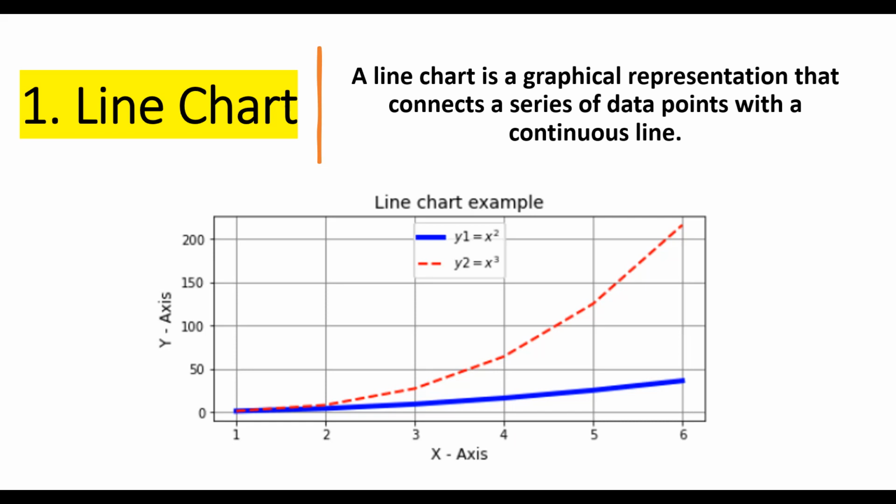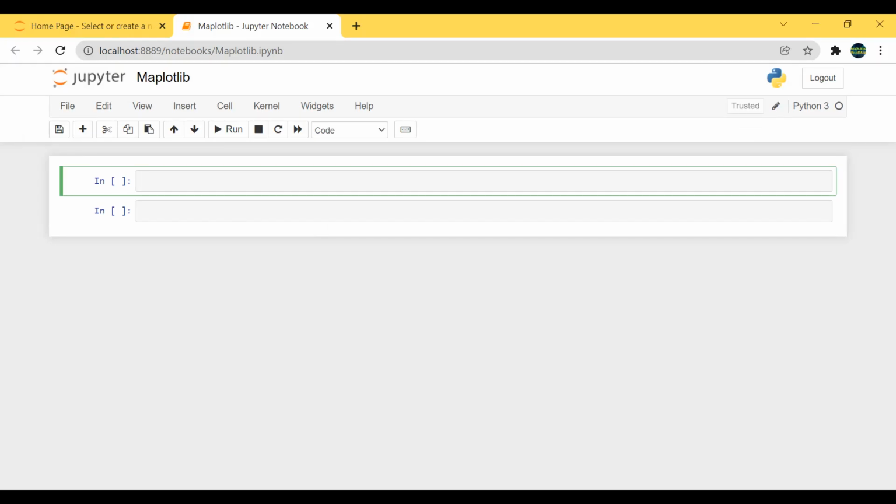First, we start by line chart. A line chart is a graphical representation that connects a series of data points with a continuous line. Line charts are the most used graphs in data science, and they are mainly used for time series. To demonstrate that, we are going to use the Jupyter Notebook and we are going to use the Matplotlib library.